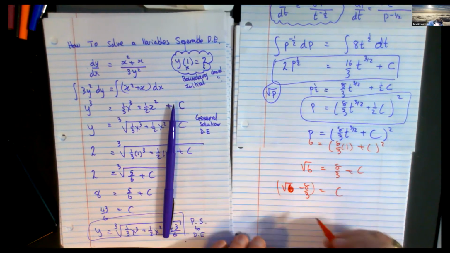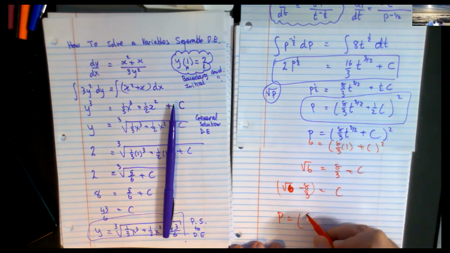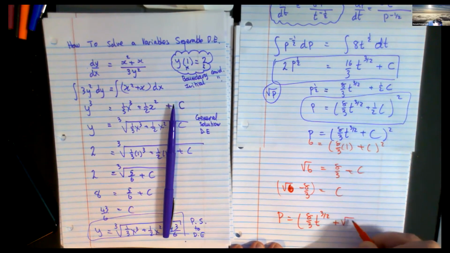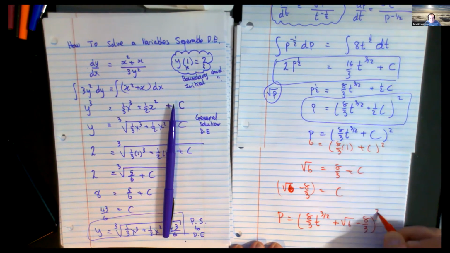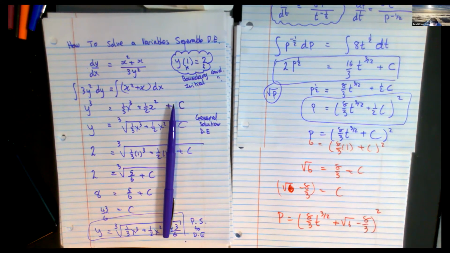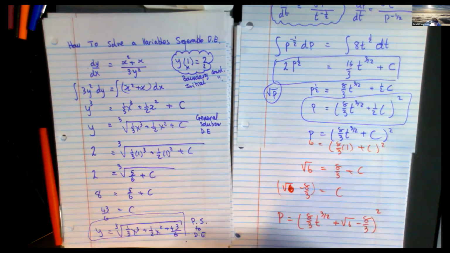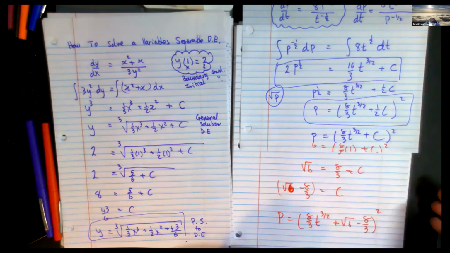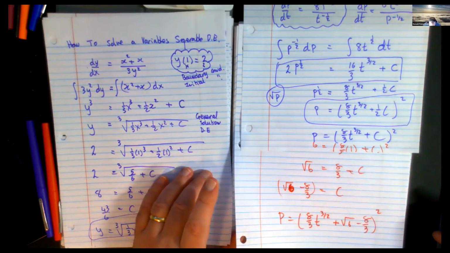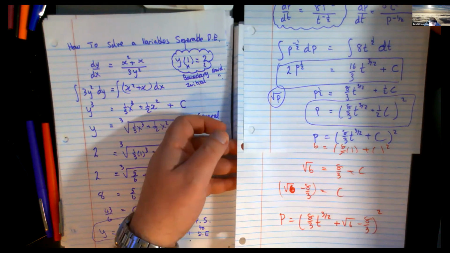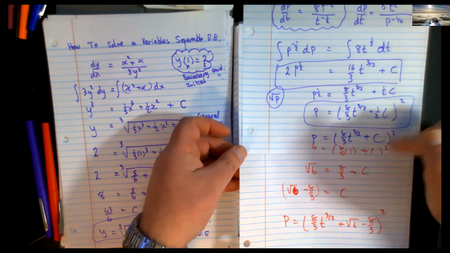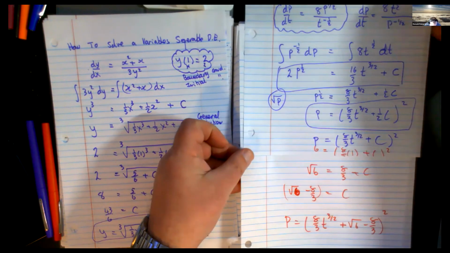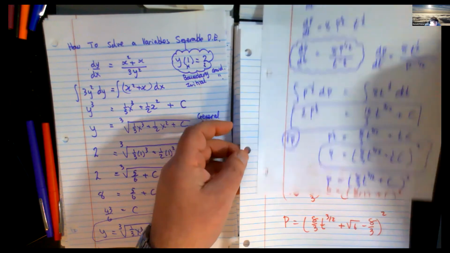And so P will be 8/3 T to the 3/2 plus C, squared. Which is kind of ugly, but that's what the answer would be. Okay, so apart from being a bit annoyed about the answer to the first part, the second part comes out exactly the way it should. So I guess I shouldn't be that annoyed at that.